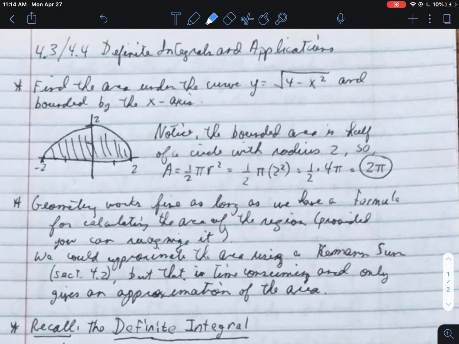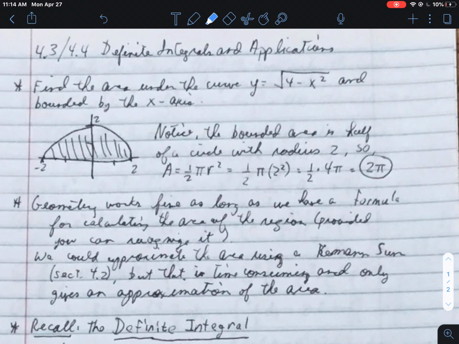But of course, that's only going to work as long as you have a region whose shape you can recognize, and secondly, you know the formula for calculating the area of that particular shape, right? So what happens if that's not the case? Because, of course, most curves are not going to give us nice regular shapes under the graphs, like triangles or rectangles or what have you.